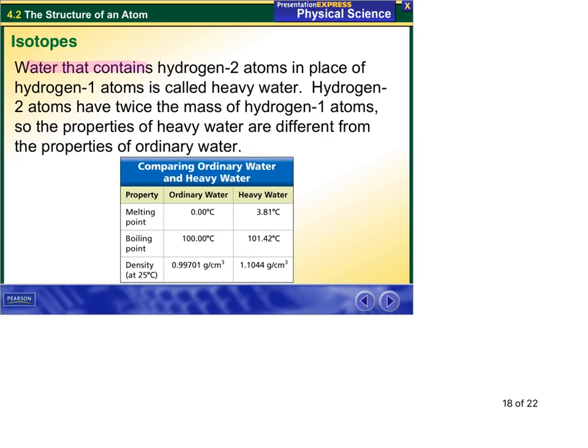Water that contains hydrogen 2 atoms in place of the hydrogen 1 atoms, we call heavy water. Hydrogen 2 atoms have about twice the mass of hydrogen 1 atoms, so the properties of heavy water are different from the properties of ordinary water. And we can see melting point changes, boiling point changes, and its density changes.